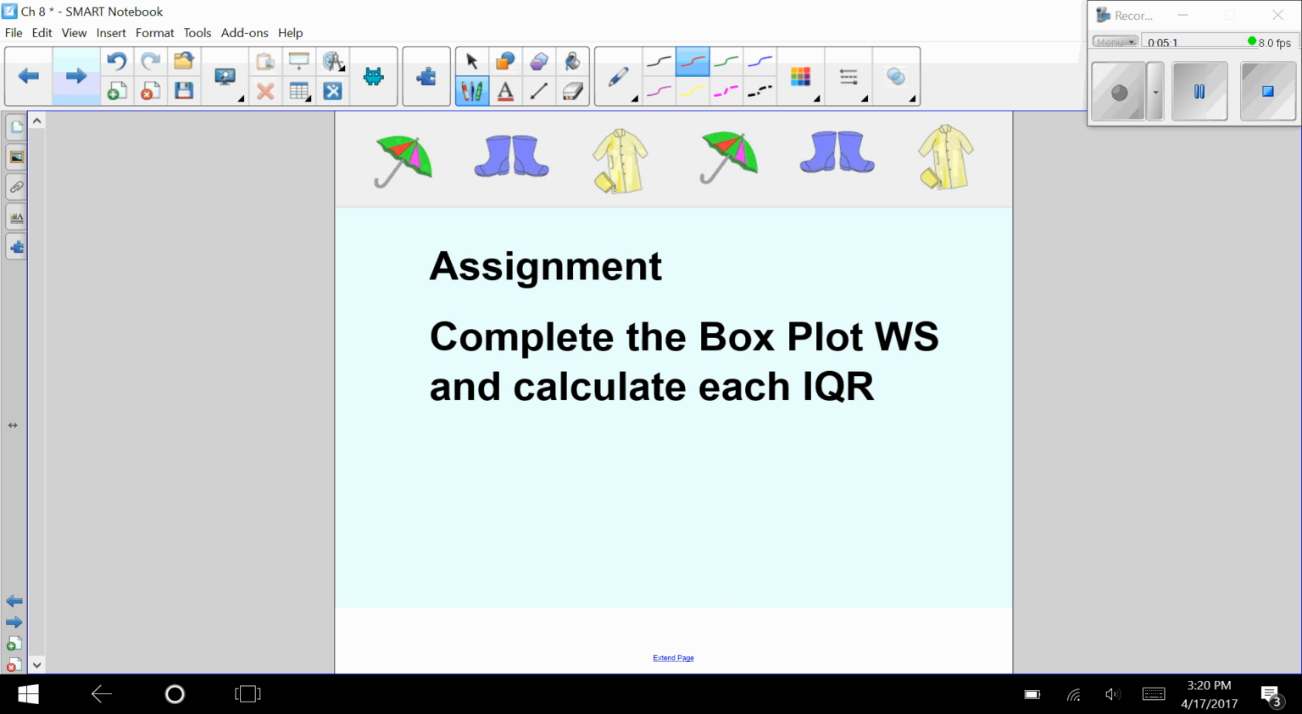You are going to complete the box plot worksheet and then calculate each IQR for that worksheet.